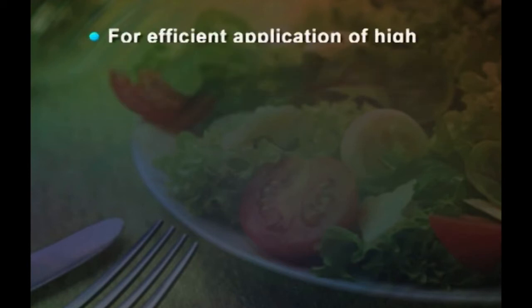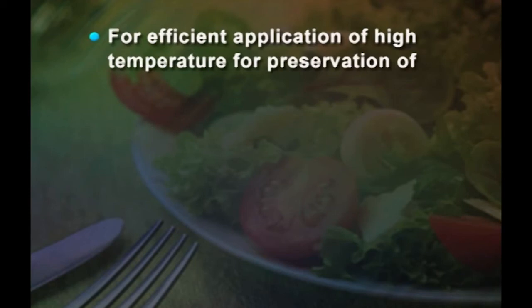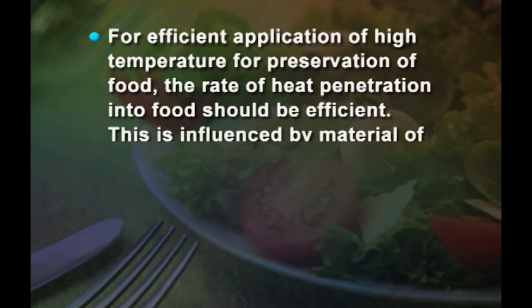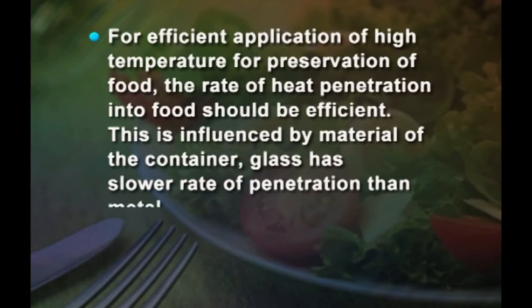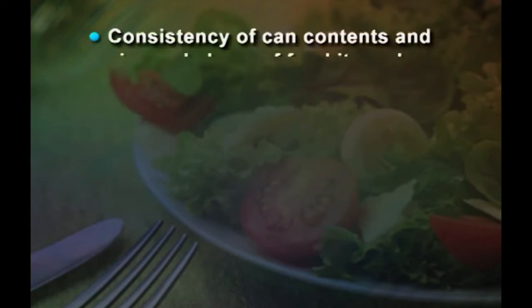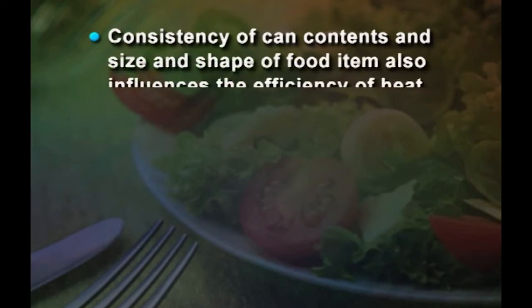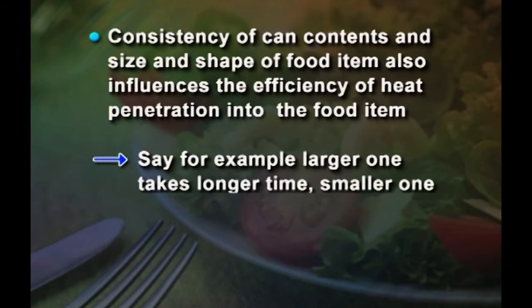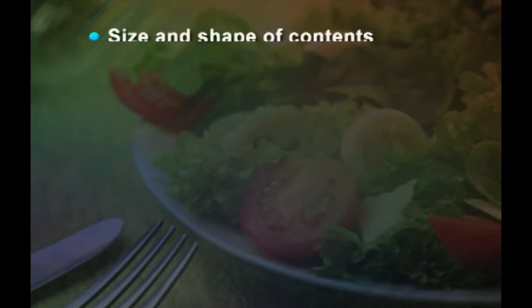For efficient application of high temperature for preservation of food, the rate of heat penetration into food should be efficient. This is influenced by the material of the container, like glass, which has a slower rate of penetration than metal. Consistency of can contents and size and shape of the food item also influence the efficiency of heat penetration into the food item. Say for example, a larger one takes longer time and a smaller one takes shorter time. Size and shape of contents.